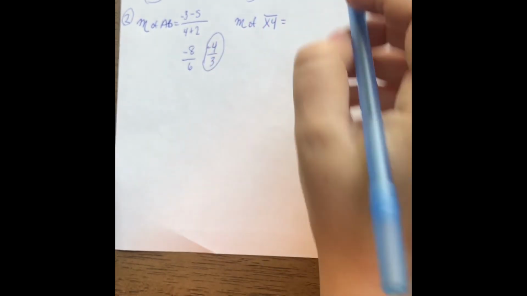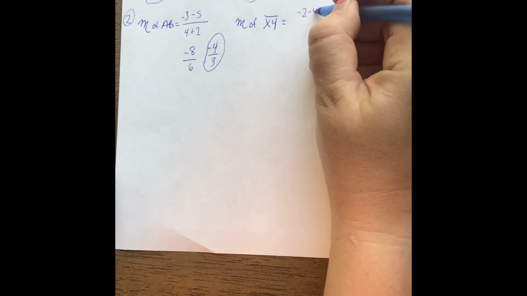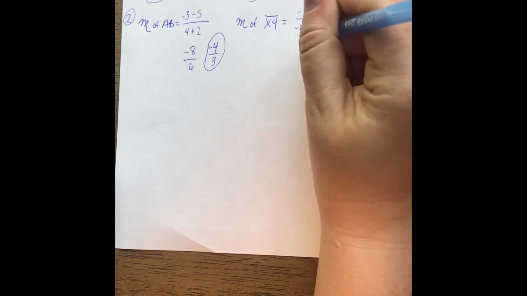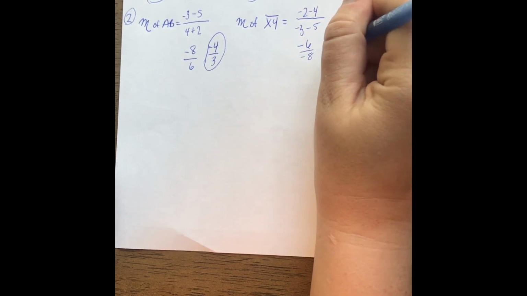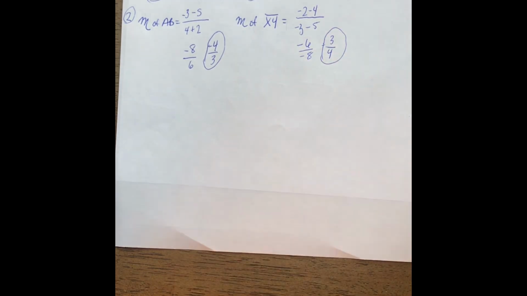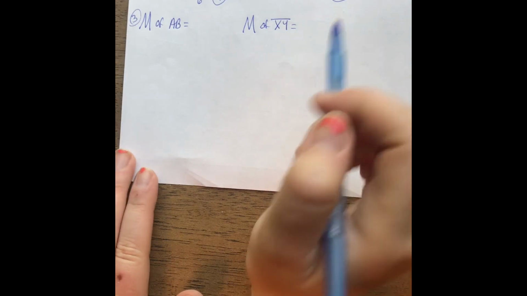Good. We're going to do the same idea with XY. So negative 2 minus 4 over negative 3 minus 5. We have negative 6 over negative 8, which becomes a positive, because a negative divided by a negative is positive, 3/4.